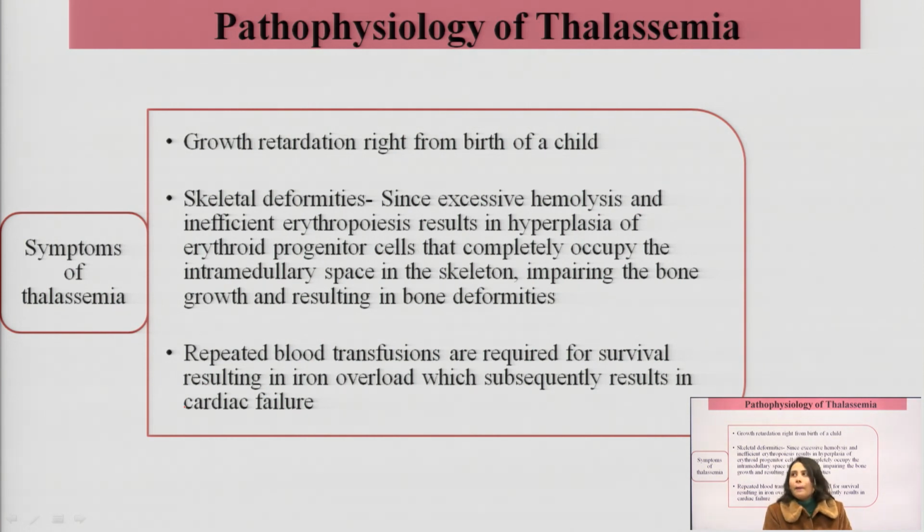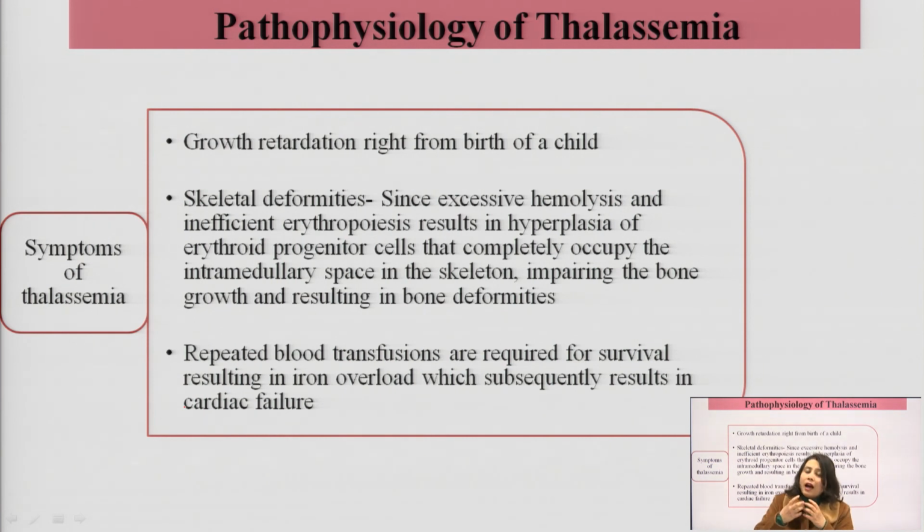How does this happen? Because of excessive hemolysis, the RBCs are being destroyed in large numbers in thalassemia. To match that, there should be RBC production at the same rate. So a large number of erythroid progenitor cells, the precursors for RBC production, are produced in large amounts by the red bone marrow. Where is this red bone marrow present? It is present in our long bones and in our vertebrae.